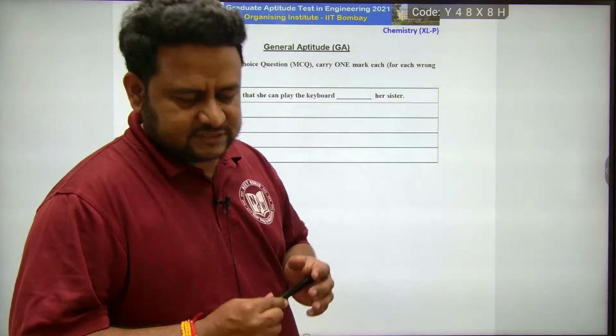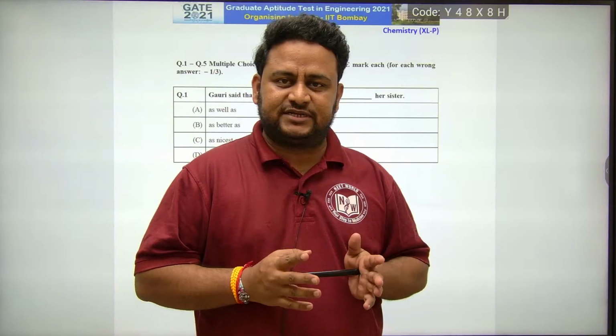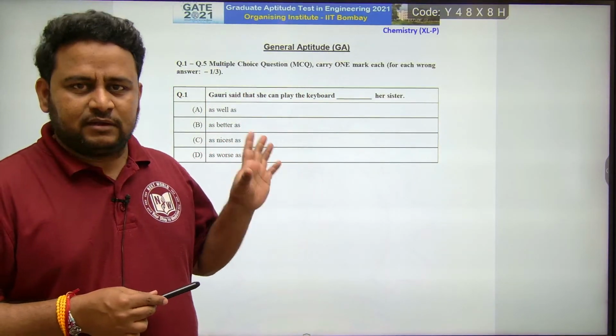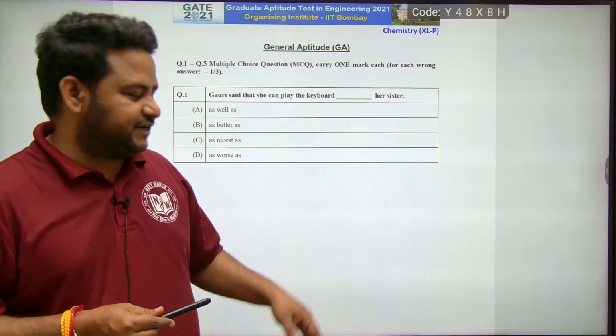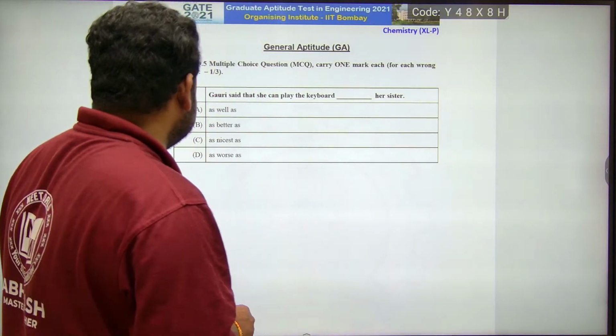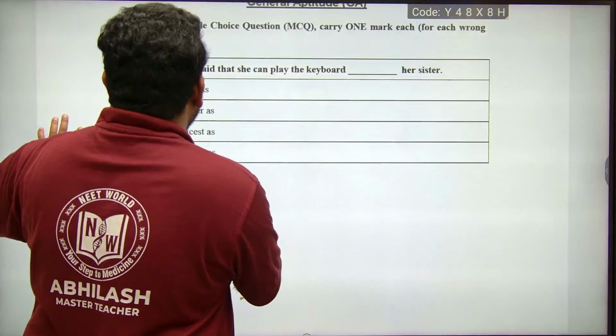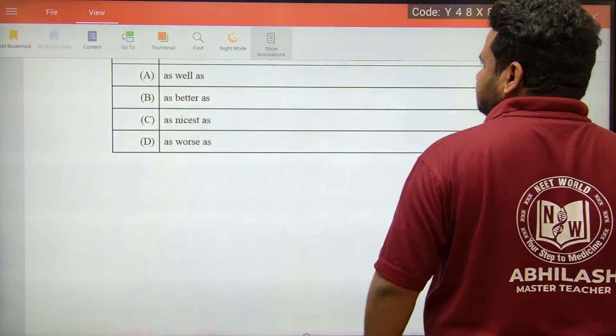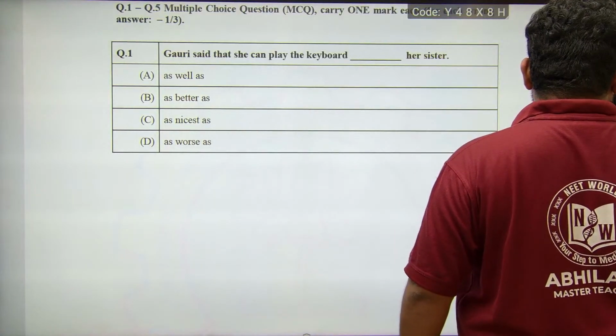So in our series of discussion of PYQs pertaining to general aptitude of GATE examination, today we will be discussing the 2021 paper. Okay, general aptitude questions of 2021 paper. So let us start, friends. Have a look at the first question.